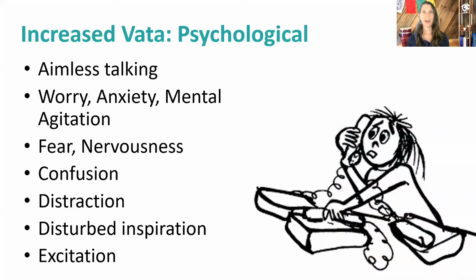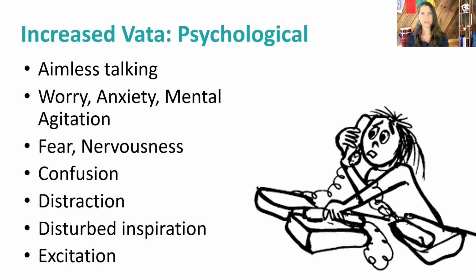When Vata is out of balance from a psychological perspective, the Vata may just begin talking and talking and keep talking, and it seems like it's going nowhere. It's again, that movement is happening. They'll psychologically move towards worry, anxiety, and mental agitation, fear and nervousness. They're more prone to feel confusion and distraction. And that creativity, that inspiration is going to be more disturbed when the Vata is out of balance. And they'll get overly excited way too easily.